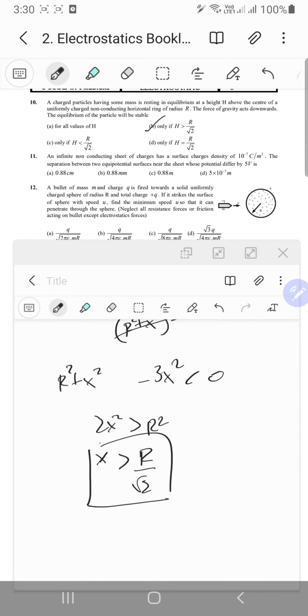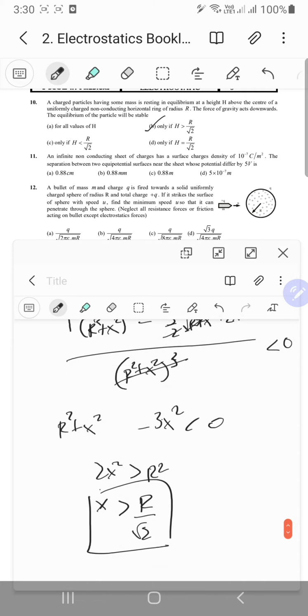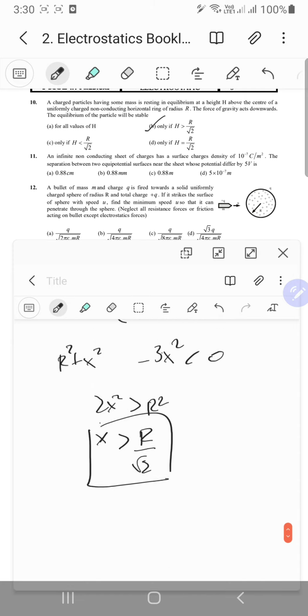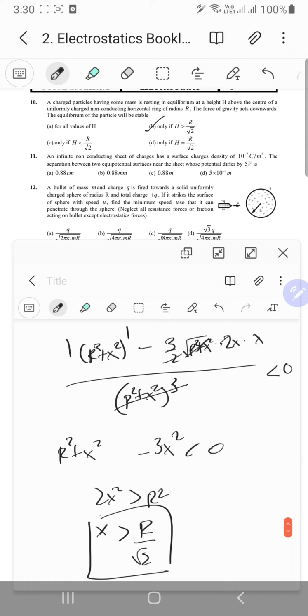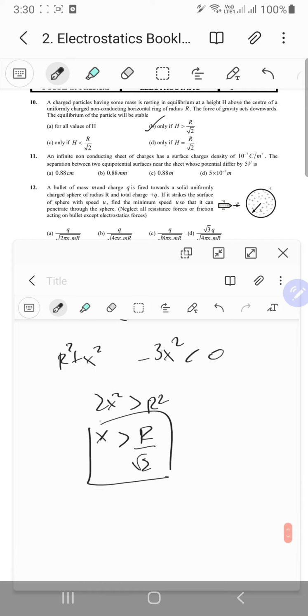For all values of h, no. If h is equal to r upon square root 2, this thing just becomes 0. So at that point your force is maximum. That's what we get. So one of the conditions just fails at that point. Correct. Next question.